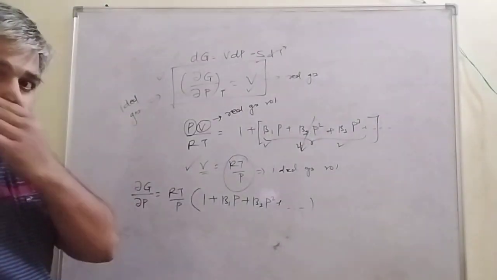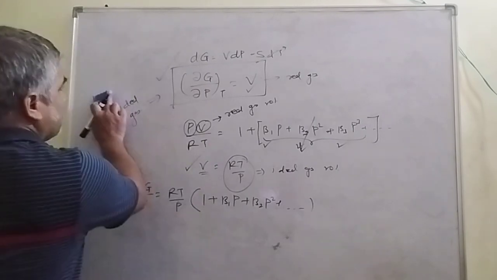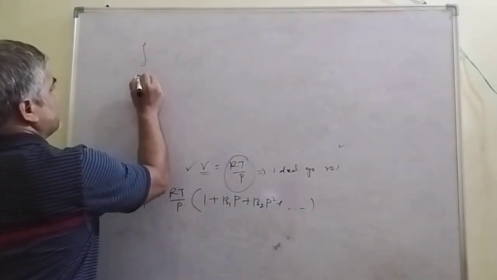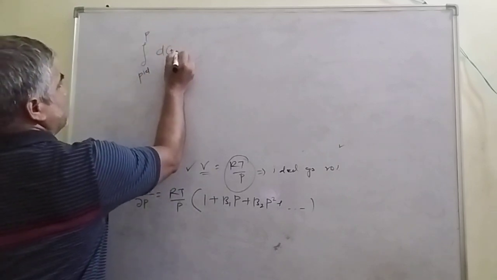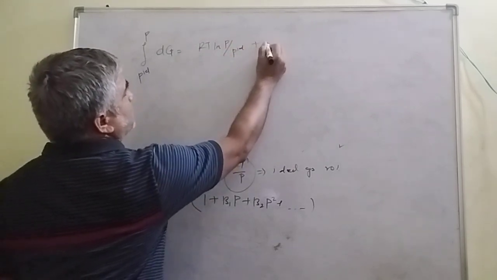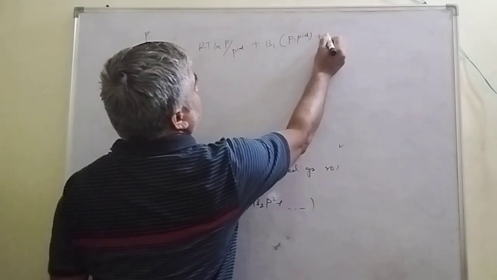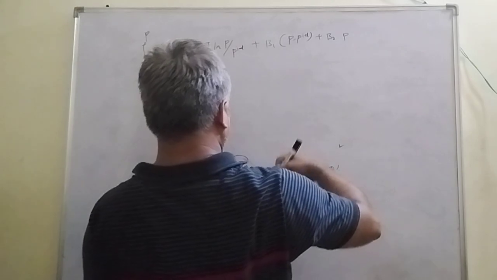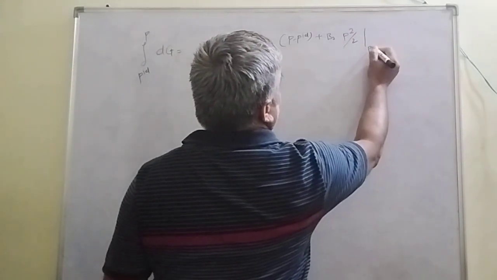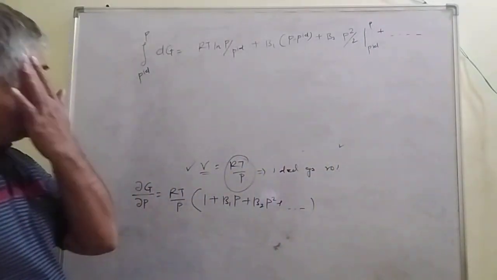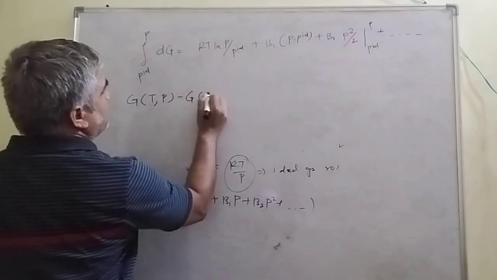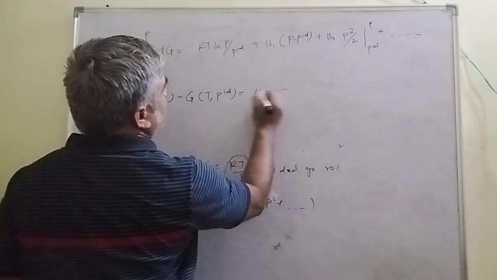Now if I integrate this equation between the two pressures, the real gas pressure and the ideal pressure, that is from P ideal to P, dG equals RT ln of P by P ideal plus B1 times P minus P ideal plus B2 times P square by 2, from P ideal to P real, and so on. So this G I can write as G at temperature T and pressure P minus G at T comma P ideal equal to all these terms.